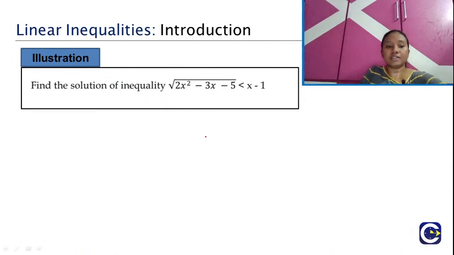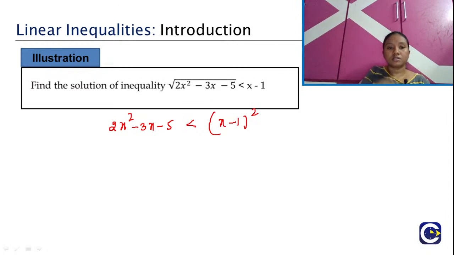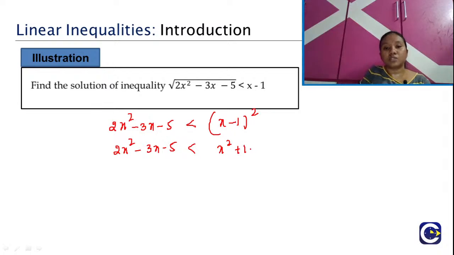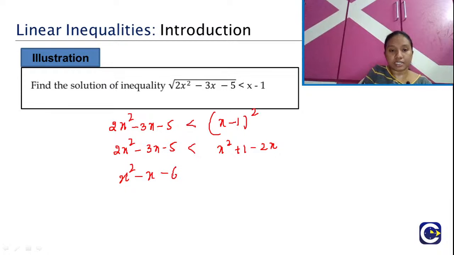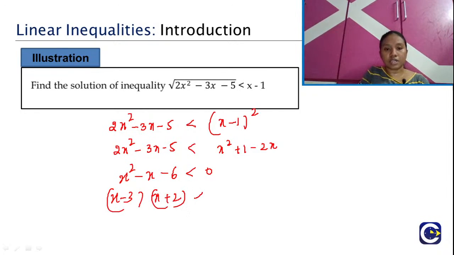I hope you understand the point here. So the thing is, you will be squaring on both sides. That means 2x square minus 3x minus 5 less than x minus 1 whole square. So let's simplify it. So 2x square minus 3x minus 5 less than x square plus 1 minus 2x, right? So let's simplify. So here it will be x square minus x minus 6 less than 0. So if we factorize, it will be x minus 3 into x plus 2 less than 0.